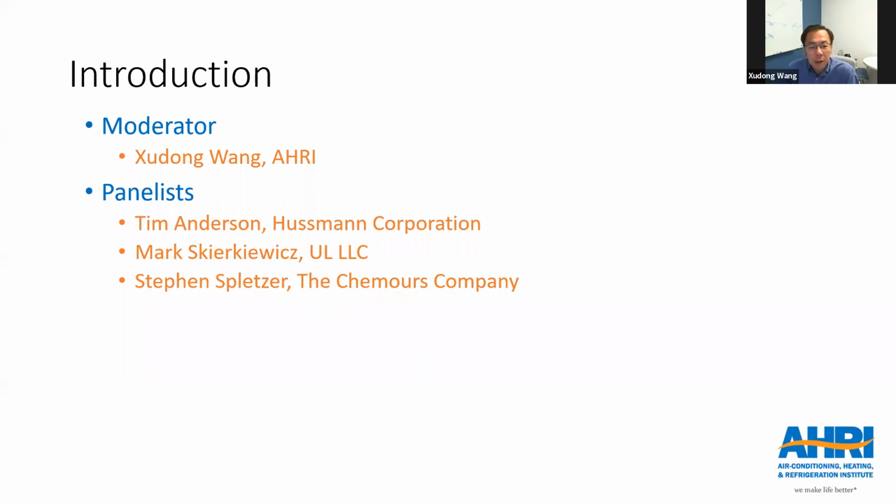He is a member of the CANENA Working Group 12 for UL CSA 60335-2-89, and he is active with many IEC, AHRI, and ASHRAE committees and working groups. And we also have Mark Skickersplitz with UL. Mark is a principal engineer, being involved with both domestic and international HVAC certification for over 15 years. He has participated on several previous and ongoing low GWP refrigerants research projects. Mark is also a member of the IEC committee on the functional safety aspects of electronic circuits.